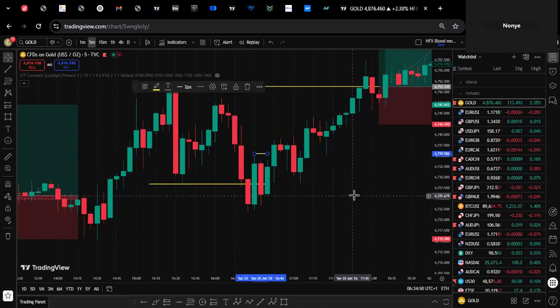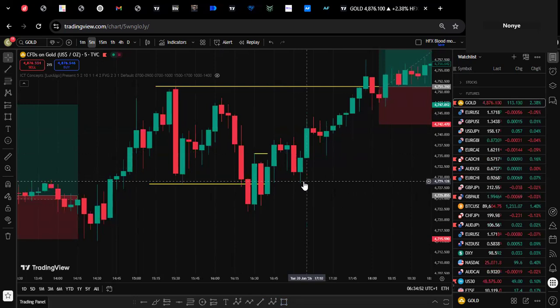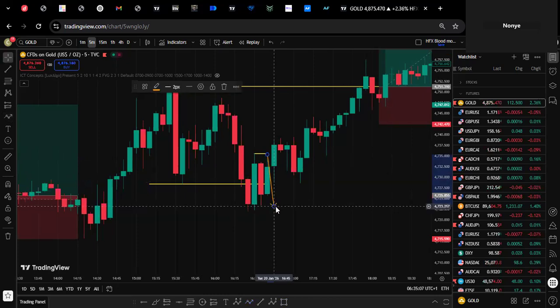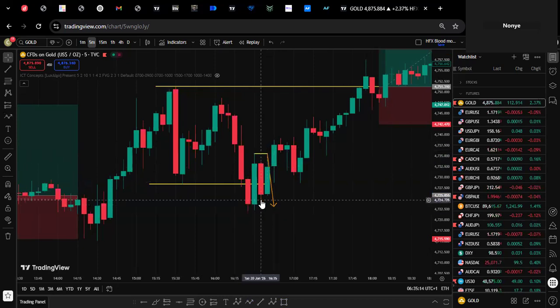all I'm targeting is 10 pips. I'm looking for a 10 pips sell downwards. From here to here is 10 pips already. I'm taking my profit and I'm out.